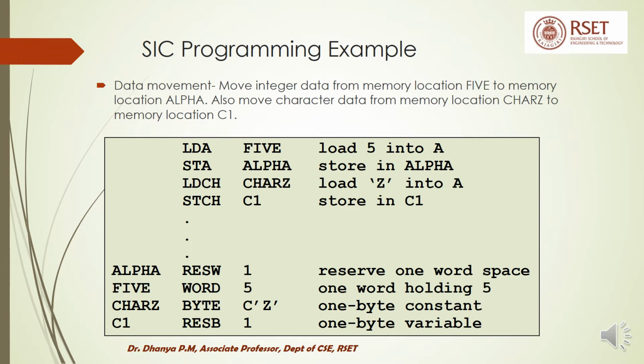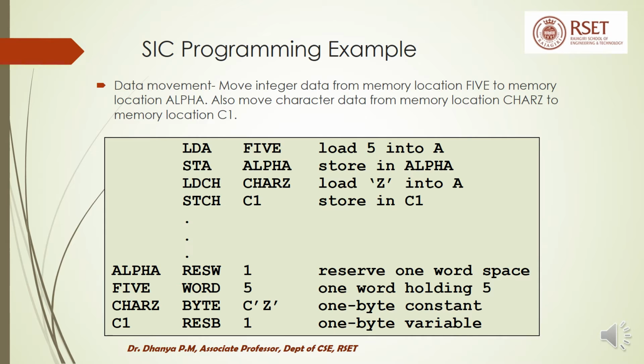Here we will see a simple program written using SIC instructions. The purpose of this program is to move data from the memory location 5 to memory location alpha. Also, the program has to move the character stored in memory location char Z to memory location C1. Since direct memory to memory transfer is not possible, we have to move the data to the accumulator and from there we have to take it to the second memory location.